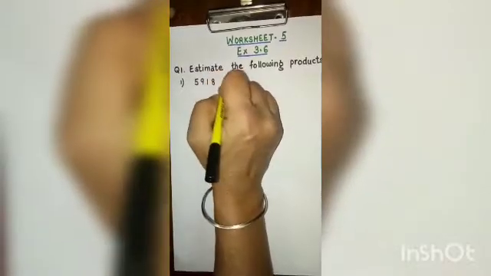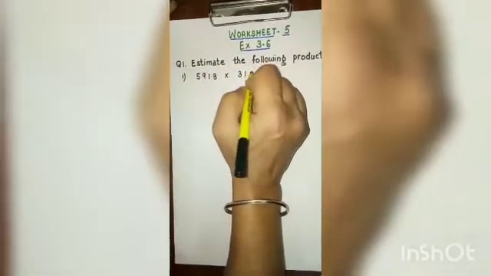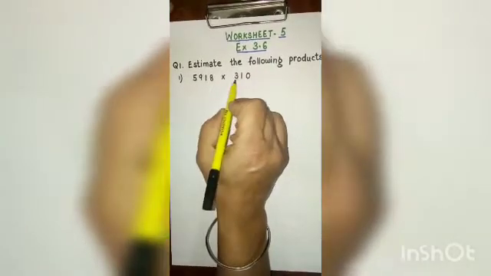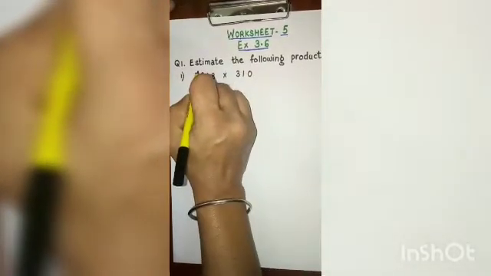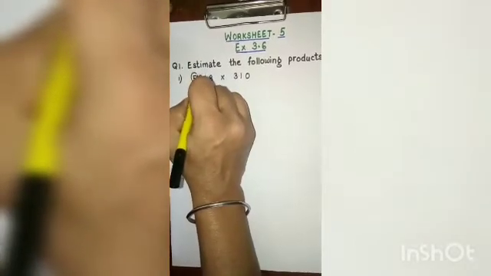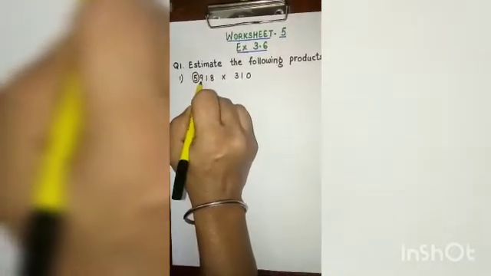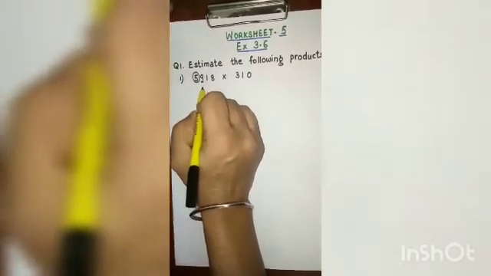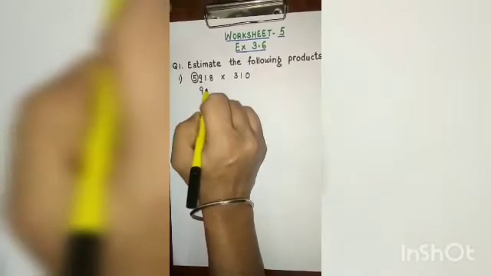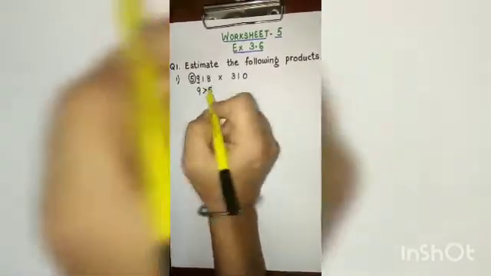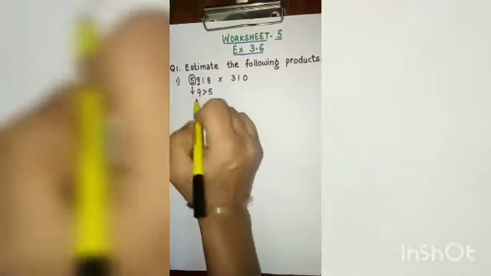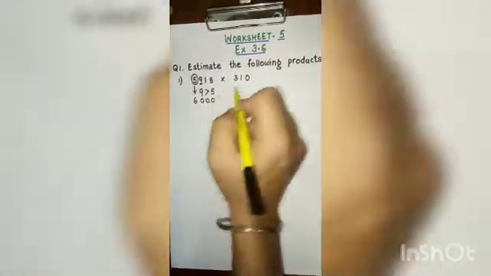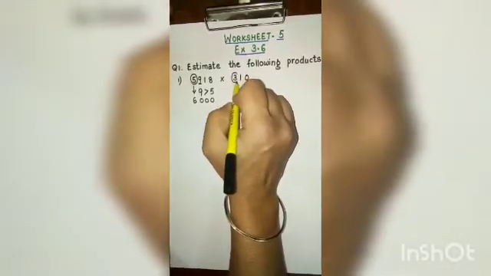5918 when multiplied by 310. When these two numbers have to be multiplied and the estimation has to be found, the rule remains the same. You have to see the first digit and the very next digit. Let's see, 9 is greater than 5. That means we are going to add 1 in the first digit. So this becomes 6000.